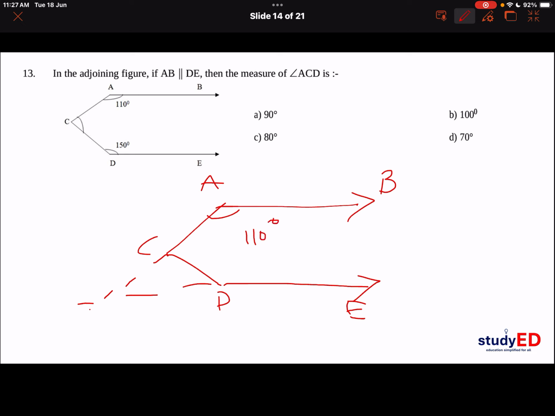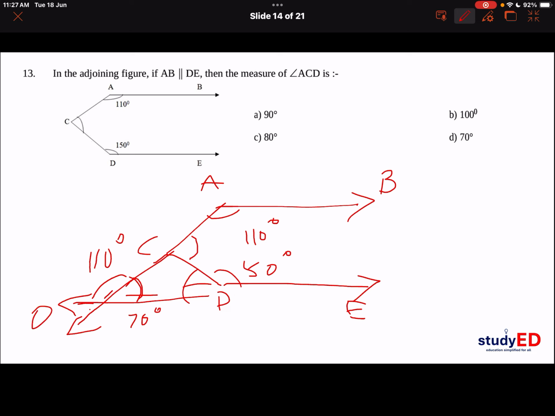We get 110, 150. According to parallel angles, since we have extended this and extended this, 110 directly alternate angles 110, meaning this angle on the interior is 180 minus 110, that is 70. Now for this angle, linear pair: 150 plus CDO, and let's assume this as O, CDO is 180, so this angle over here is 30.